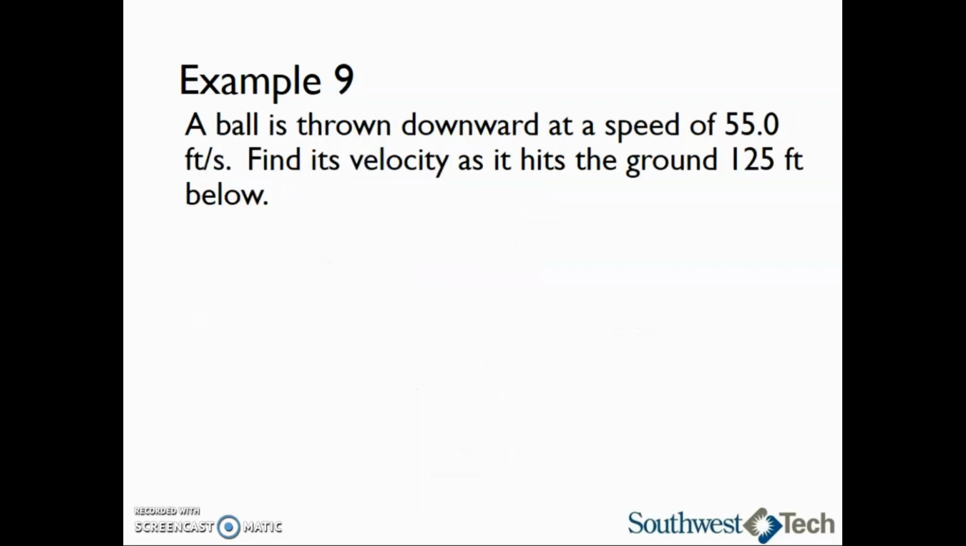Let's look at one more conservation of energy example. A ball is thrown downward at a speed of 55.0 feet per second. Find its velocity as it hits the ground 125 feet below.